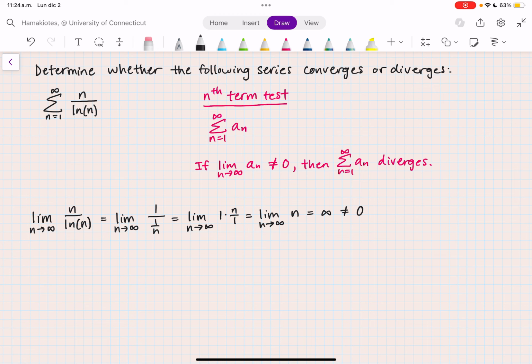So by the nth term test, the series diverges.